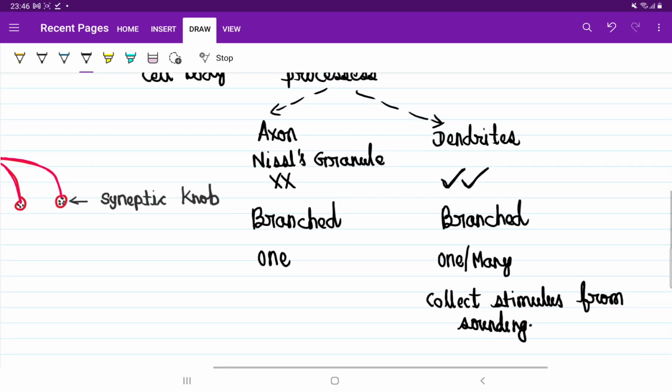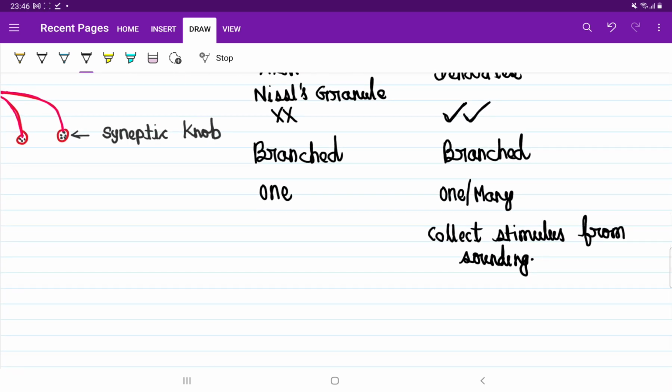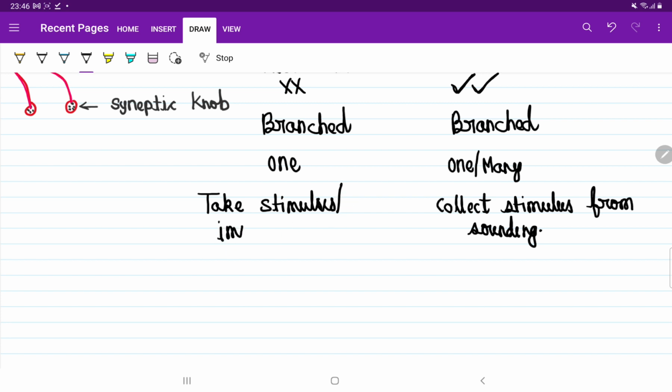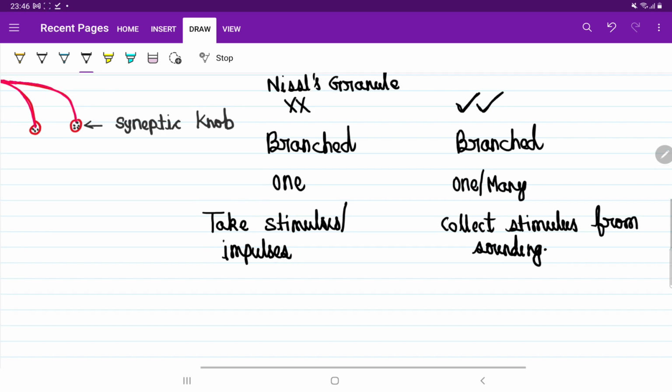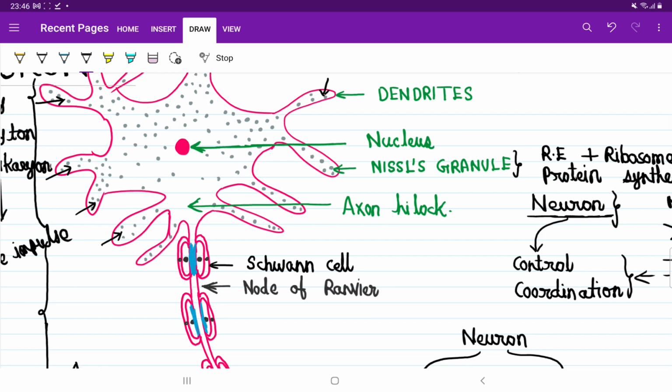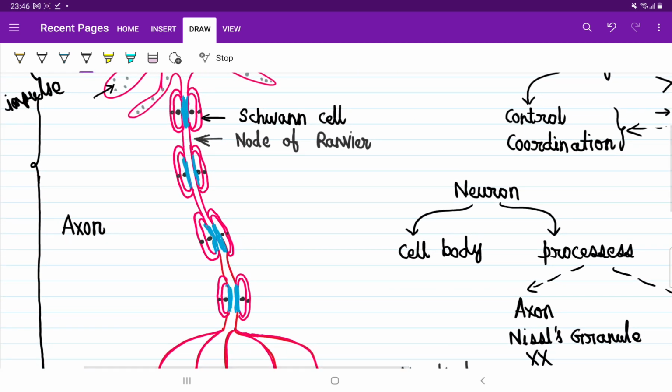They take nerve impulse away from the cell body. Our dendrite was taking stimulus toward the cell body, and the axon will take that stimulus away from the cell body. I'm writing here: take stimulus or impulses away from the cell body. They will take all these things away from the cell body. Fine? Nerve impulse generated. Now it's flowing into the axon.